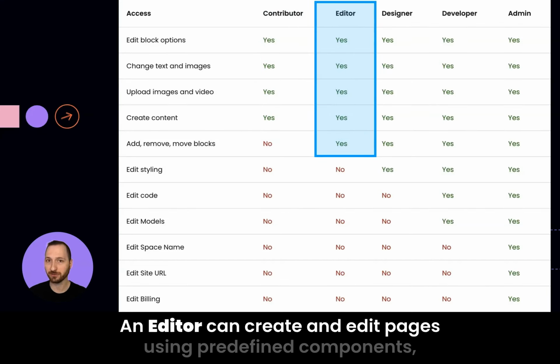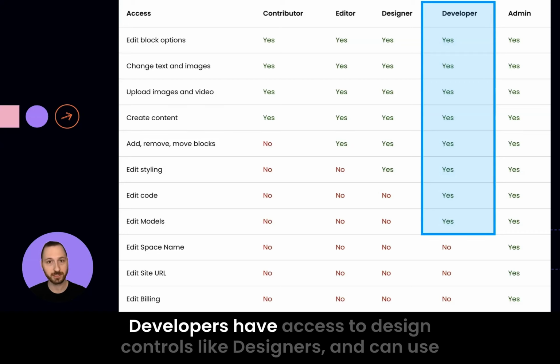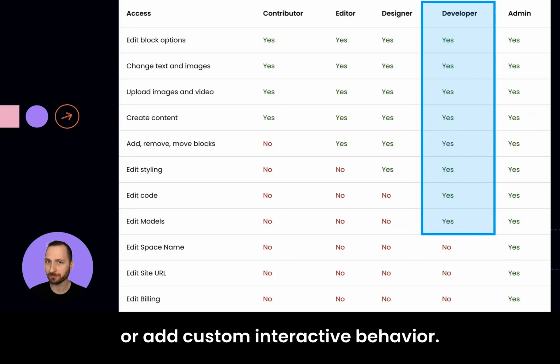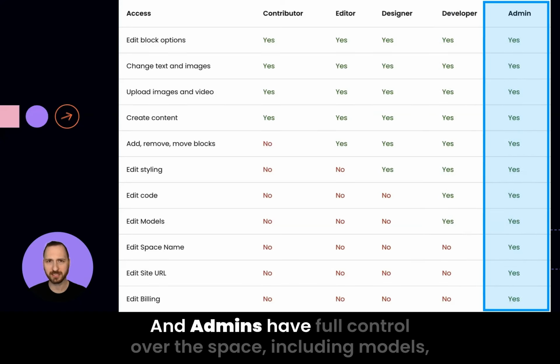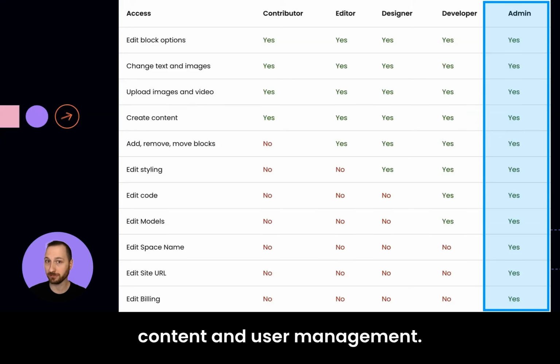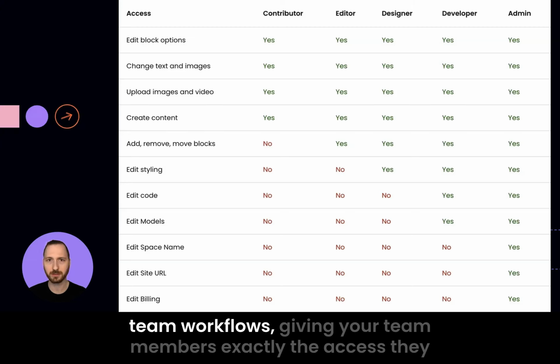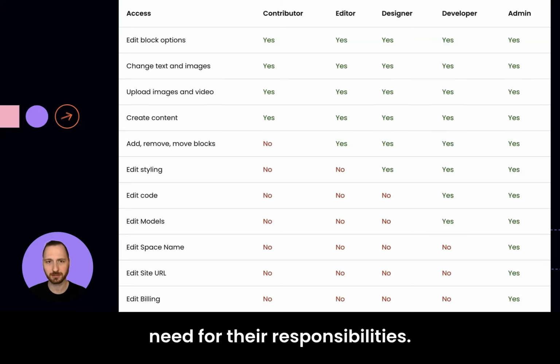Developers can create and edit content, designs, code, and models. Developers have access to design controls like designers and can use code within Builder's visual editor to connect to custom data sources or add custom interactive behavior. And admins have full control over the space, including models, content, and user management. Each role is designed with specific permissions that align with common team workflows, giving your team members exactly the access they need for their responsibilities.